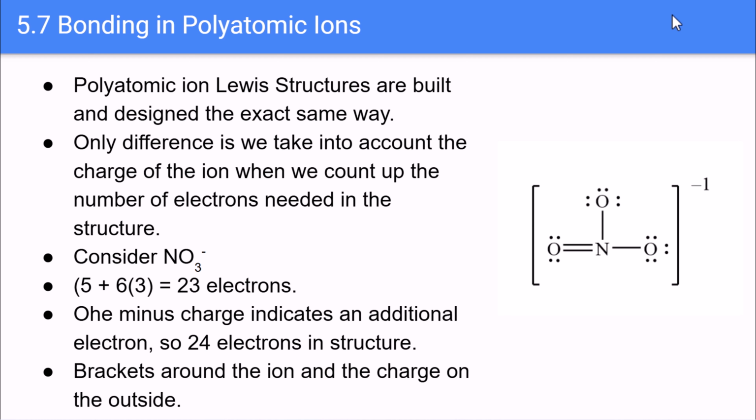So if we consider something like NO3-, if I were to count up the total number of valence electrons just using the elements that make up NO3-, I end up with a total of 23. And if you remember, we talked about electrons occur in pairs.